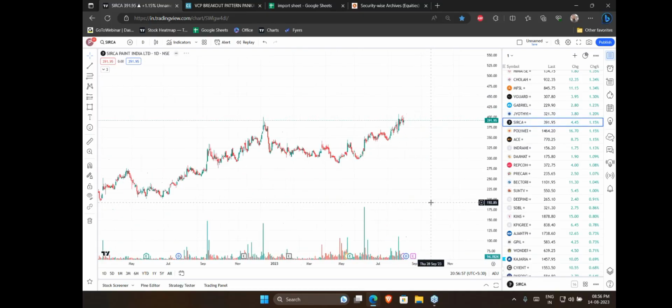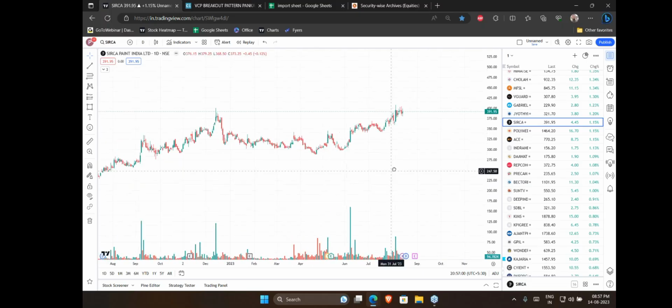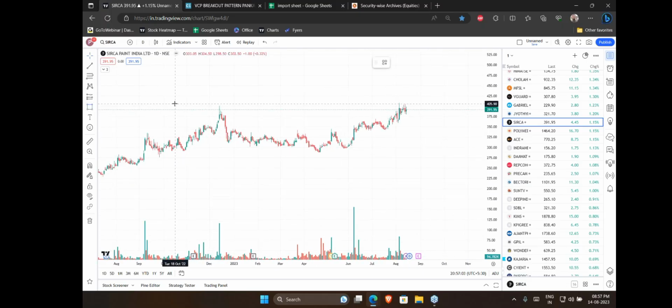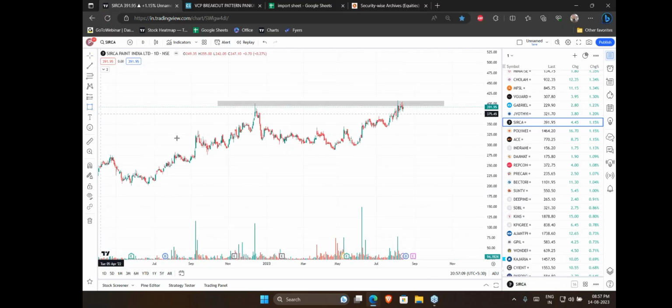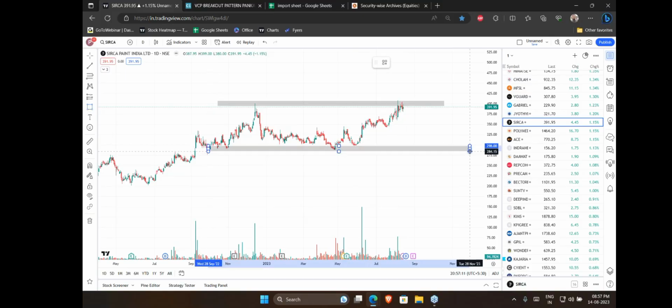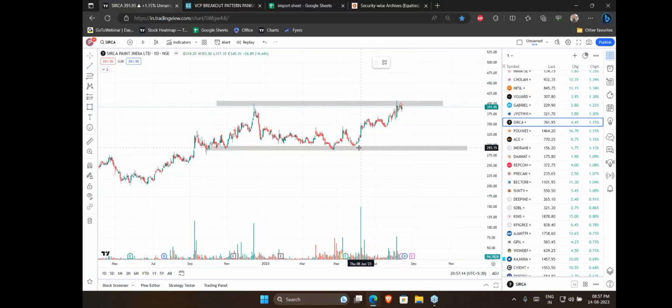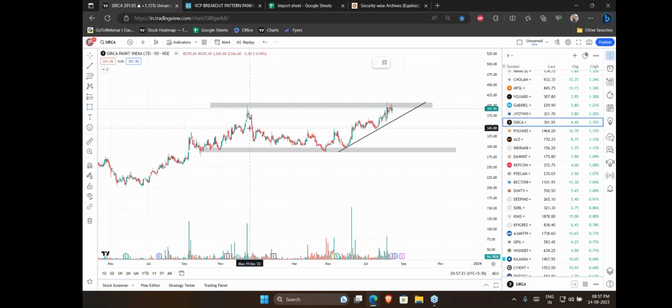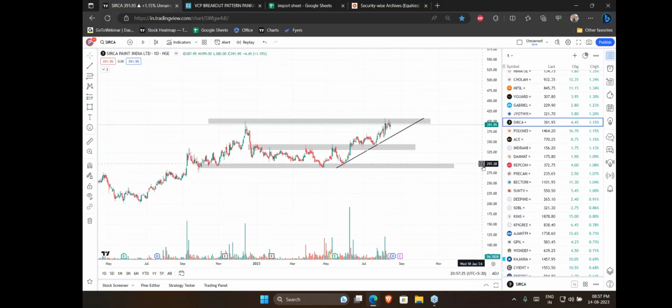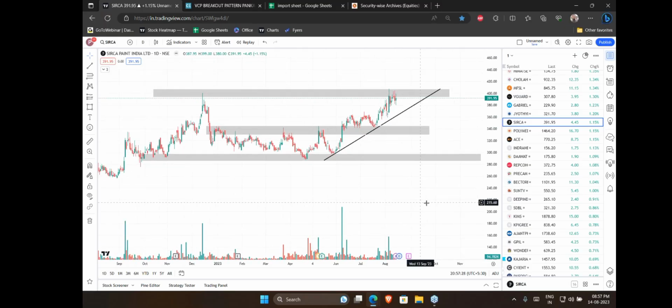Okay. Can we plan an entry in Circa Pants? Is it right? Do you agree with the analysis? Do we have a breakout inside the range? Same concept of signs of reversal.